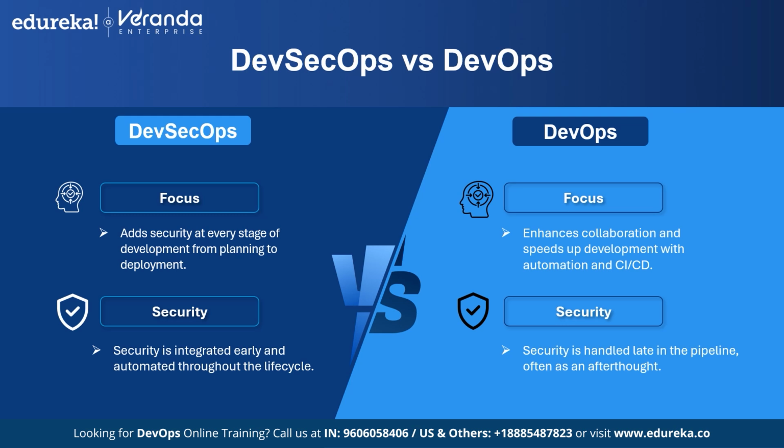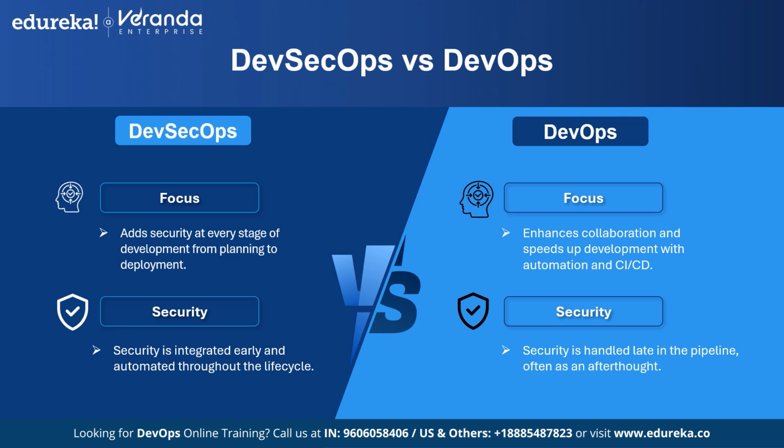DevSecOps extends DevOps by integrating security into every phase of development from planning to deployment. Security is embedded rather than being a separate or later stage process. But DevOps focuses on improving collaboration and efficiency between development and operations teams. It aims to speed up the development lifecycle through automation and continuous integration pipelines.